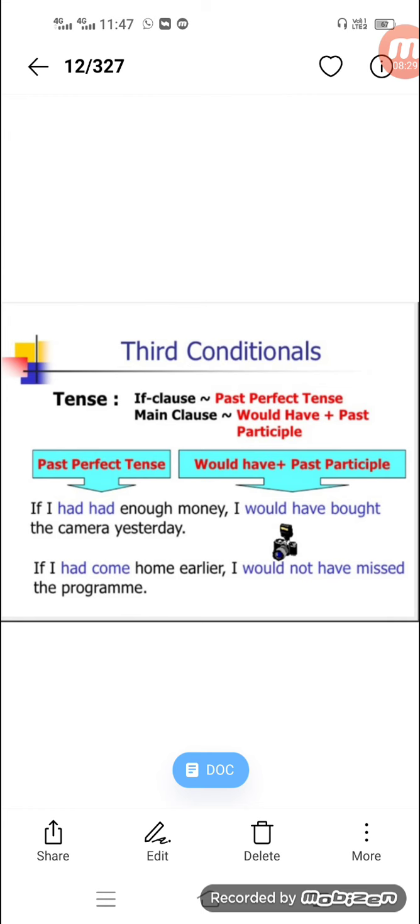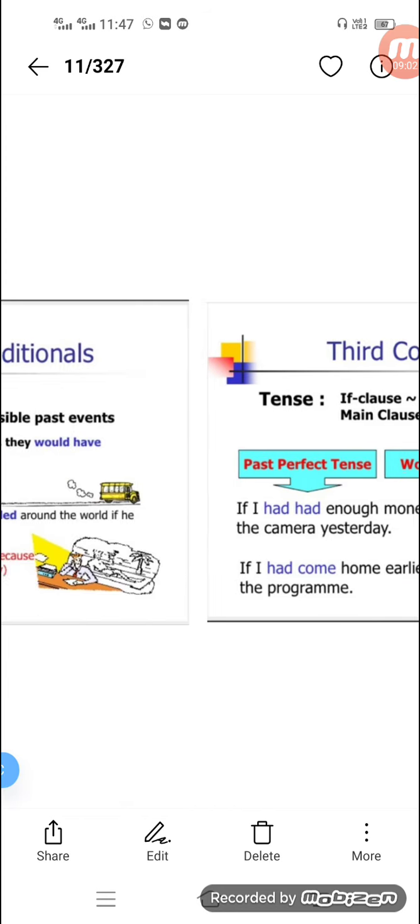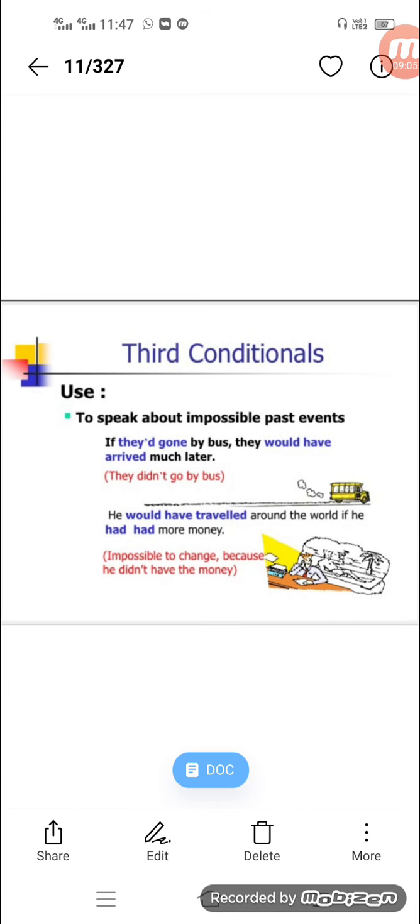Yesterday means in the past tense. We did not do something and its result part is also in past tense. That's why you cannot do that same thing. If I had enough money, I would have bought the camera yesterday. In these sentences, the situation cannot be fulfilled again. At any cost, the situation cannot be fulfilled. That's why these conditions are called impossible conditions.